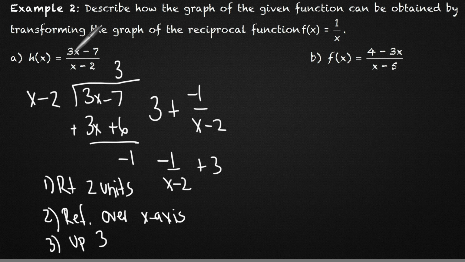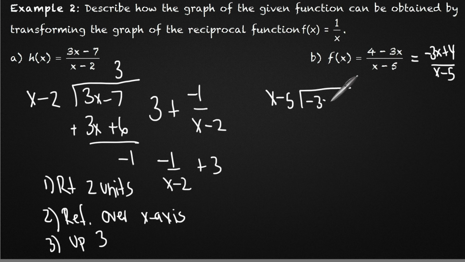So in doing long division, we're able to rewrite it in a format that we're able to identify the shifts and the transformation. Let's do the same thing here. Except I'm going to rewrite this as negative 3x plus 4 just because we're used to the x being the first term. So I'm going to put the x minus 5 here and then the negative 3x plus 4 here. Now x goes into negative 3x negative 3 times. Negative 3 times x is negative 3x. Negative 3 times negative 5 is a positive 15. We're going to subtract. That's going to be gone.